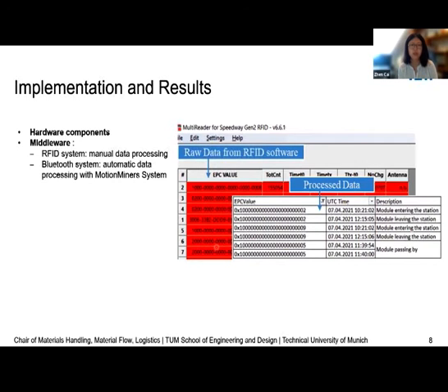For the RFID system, we could only process the data manually, and we also filtered and interpreted the data ourselves. But the Bluetooth system has the advantage that we use the system from one manufacturer called Motion Miners. It can automatically gather, select, filter and process the data. So it's actually much more comfortable.